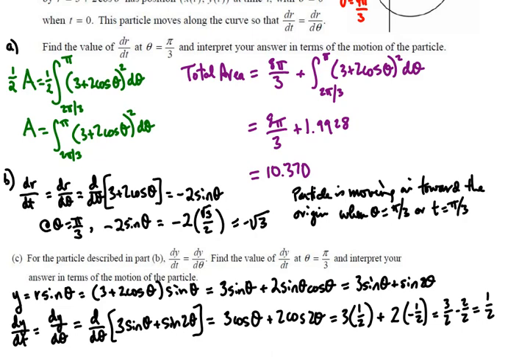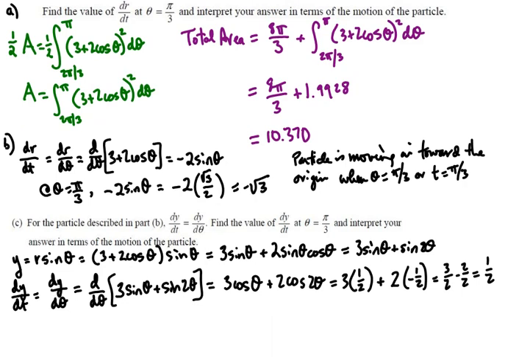And we're also asked to interpret that in terms of the motion of the particle. Well, if dy/dt is 1/2, that means that as time is progressing, the y-coordinate of the particle is moving away from the origin, or away from the x-axis. Y is becoming more positive as time is progressing at that instant.